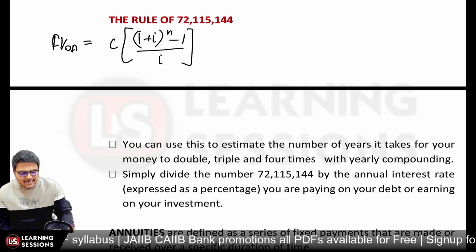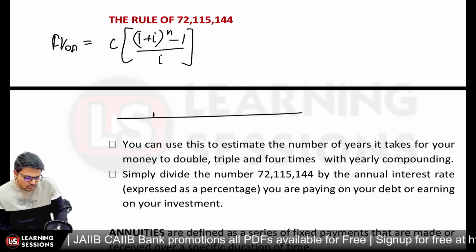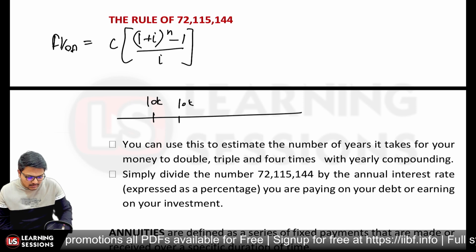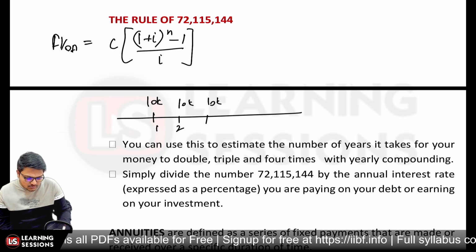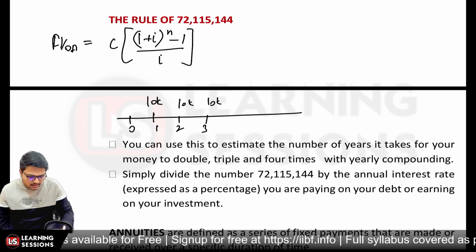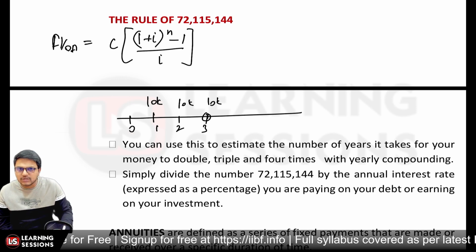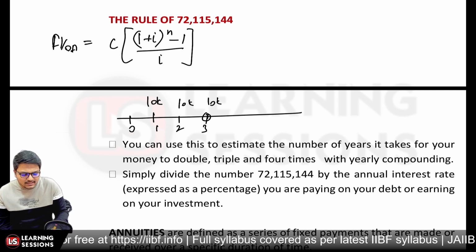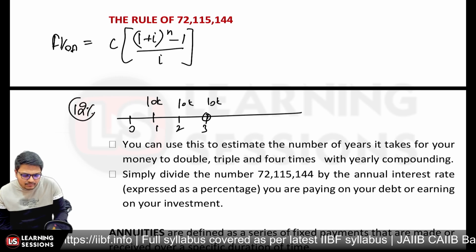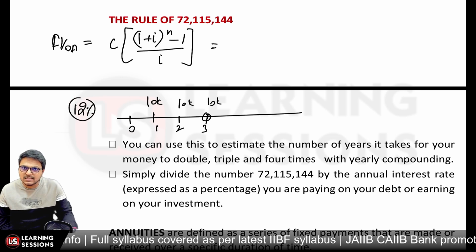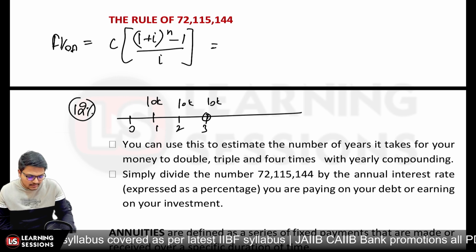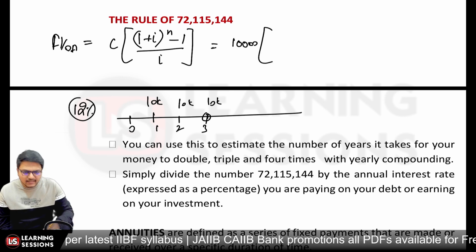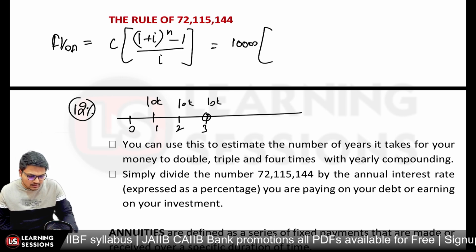So C over here is the cash flow. Let's say you are going to deposit rupees 10,000 every year for the next 3 years. So this is 1, this is 2, this is 3, and this is 0. And you're interested in calculating the future value after 3 years, given an interest of 12% per annum. Now in that scenario, C is the cash flow, a fixed amount, that is 10,000 rupees. And what is i? i is 12%.